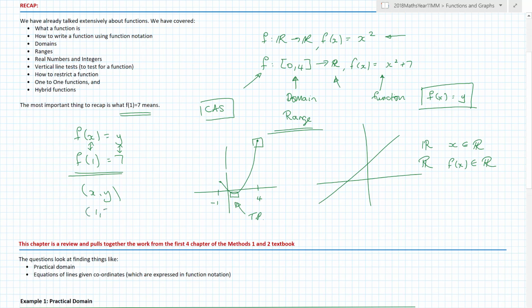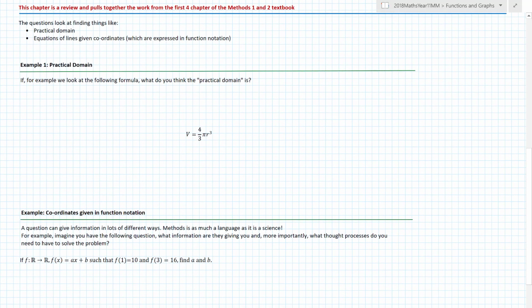So that's just another way of saying 1, 7. Why am I telling you this stuff? Because it's actually going to come in useful in about 3 seconds' time. Alright, so this lesson is basically, and it says there, a review of the Methods 1 and 2 textbook.